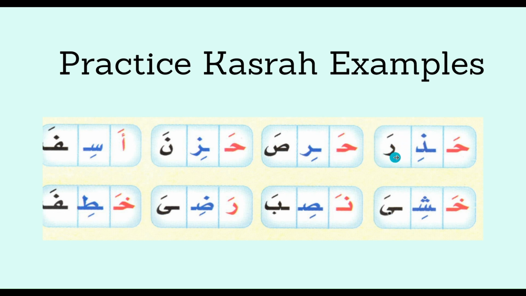And pay attention to this. When Ra has Fatha, we read it Ra as a heavy letter, but when it has Kasra, we read it as Ri, as a light letter. Okay? So Ra, Ri. Here. Ha, zi, hazi, na, hazina. A, si, asi, fa, asifa. Kha, shi, khashi, ya, khashiya.